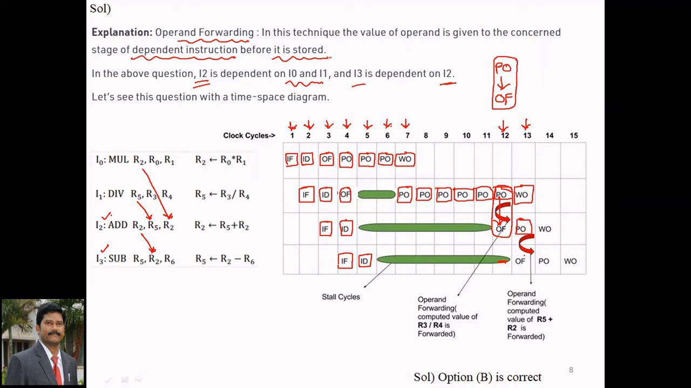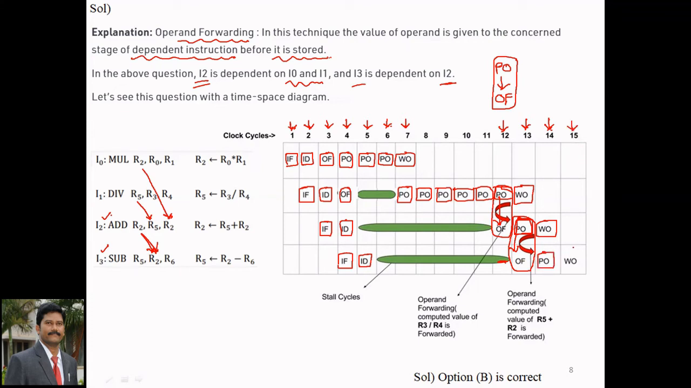At the same time, because PO has been completed here and the operand forwarding technique is there, the value is directly taken to OF. Let me show here, R2 is directly taken at the PO stage. PO to OF, there is a forwarding technique. Then at clock cycle 14, the perform operation of the add instruction is completed and it enters write operands, and the PO stage is free and operand fetch is also over, so the subtraction instruction enters the PO stage.